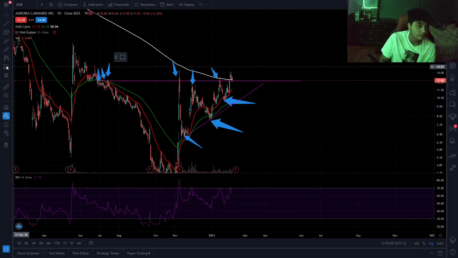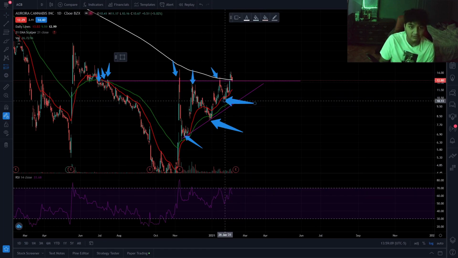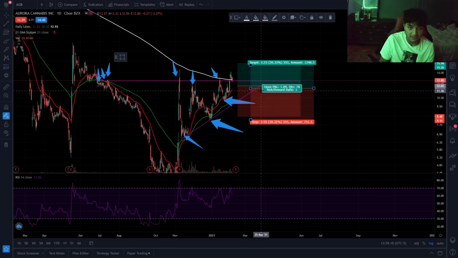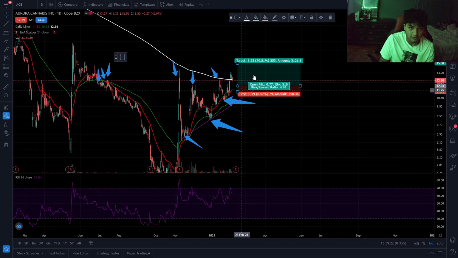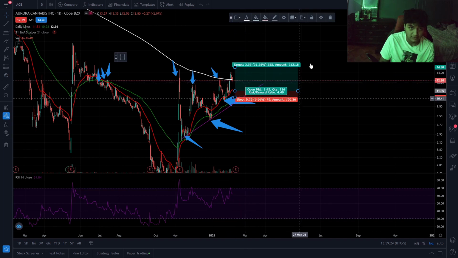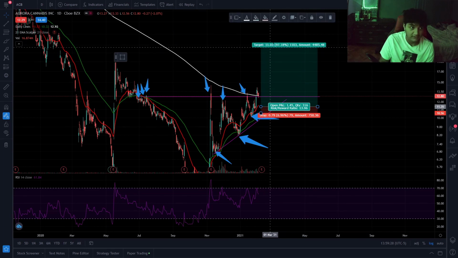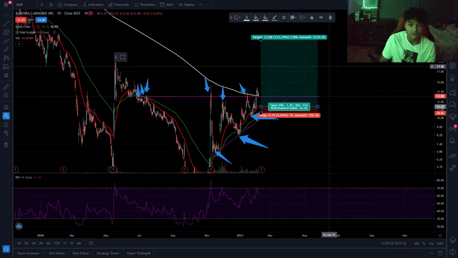So if this thing does tank, we could potentially trade it off our blue EMA, because it's a pretty strong support level. So let's say it tanks around $11.77. We could put our risk right here. So let's say it tanks somewhere below there, and then our reward, which is going to be insane because it does have a big gap to fill, we could put it all the way over here. Look at that, we have a risk to reward of almost 17, which is insane.